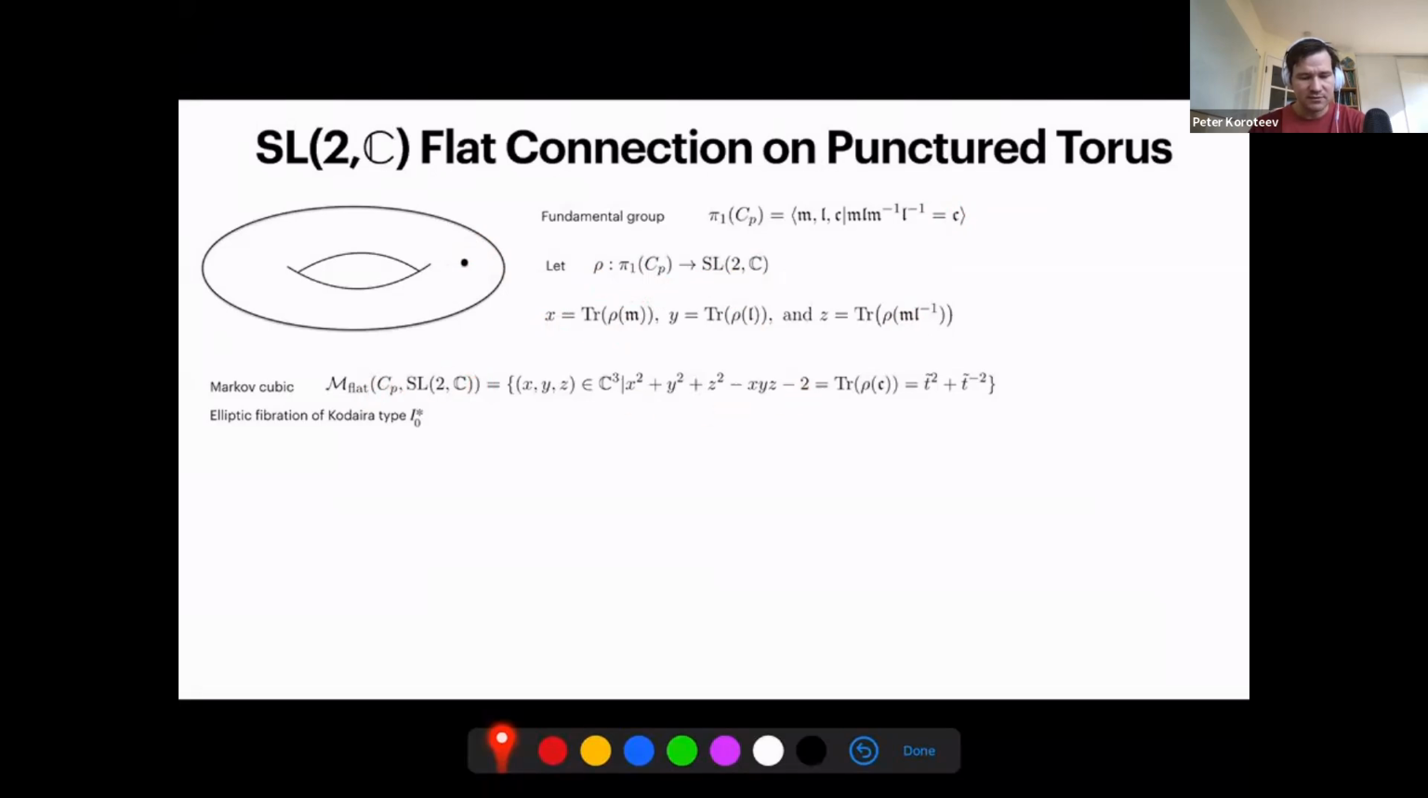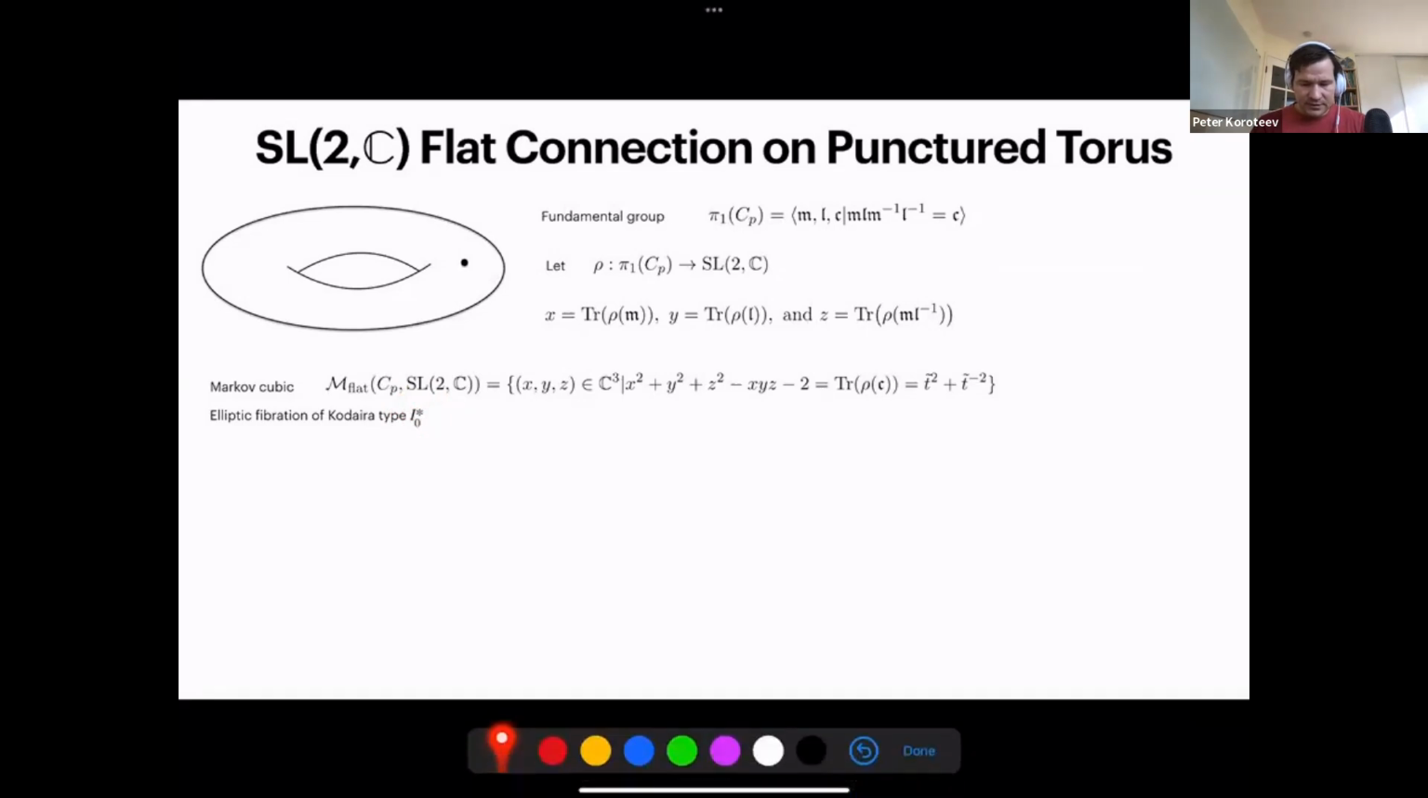This is a projective cubic, also called the Markov cubic. Geometrically, it can be understood as an elliptic fibration of Kodaira type I0 star. So there's a one-dimensional base and a one-dimensional fiber, and the generic fiber is an elliptic curve. The fiber over the origin of the base is singular, and its singularity is of this type, I0 star.